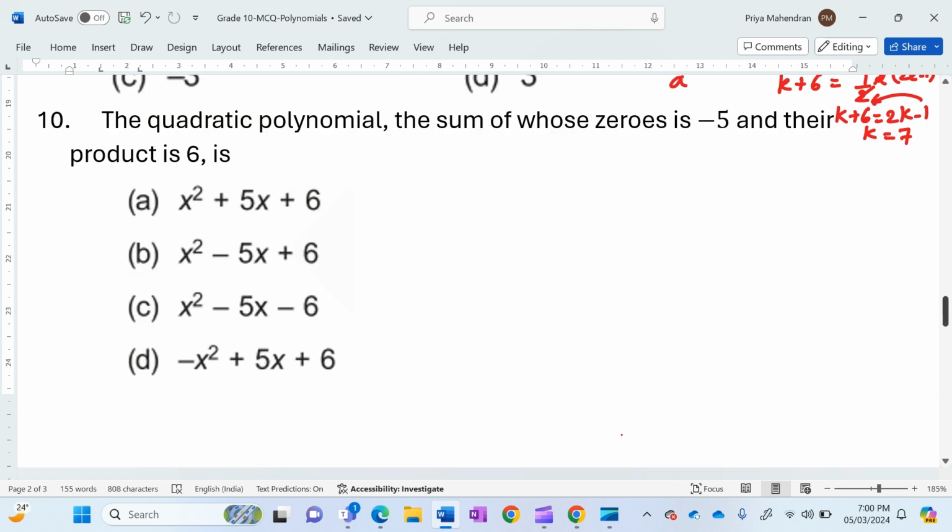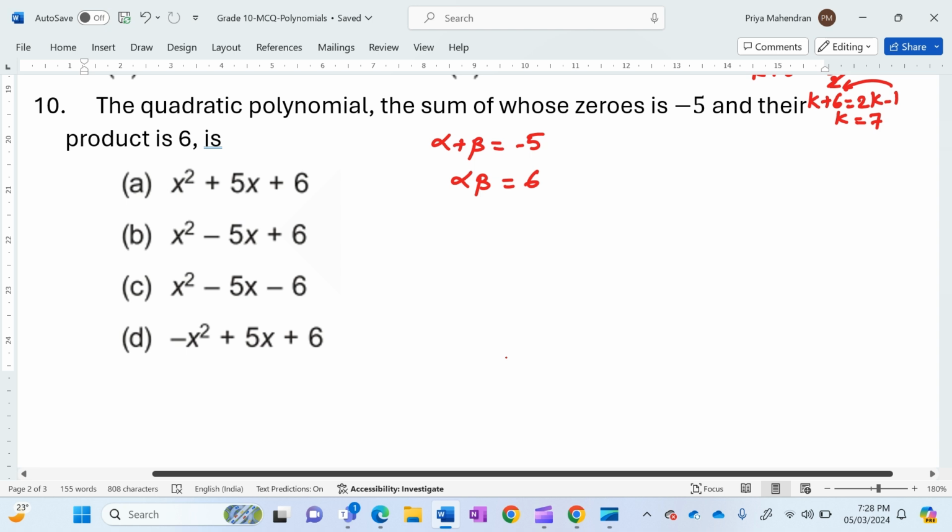10th question is a repeated question. Okay, so come to question number 10, the quadratic polynomial, the sum of two zeros. So sum means alpha plus beta is equal to minus 5 and the product, so alpha beta is equal to 6. So this is a repeated question and this can be asked in a basic paper as well. Okay, if you're lucky, yeah, you will get it in standard paper too.